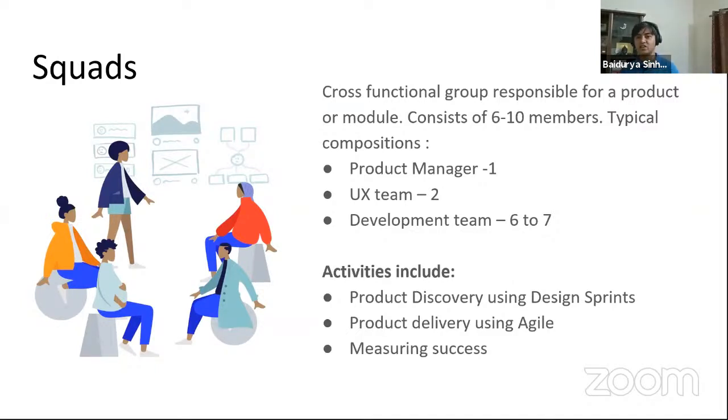So this is considered a group of around 6 to 10 members who are very tightly integrated as a cross-functional team responsible for innovation. They normally use design sprints to do the product discovery, and for delivery, agile is normally followed. And they're also responsible for measuring the success of their product.